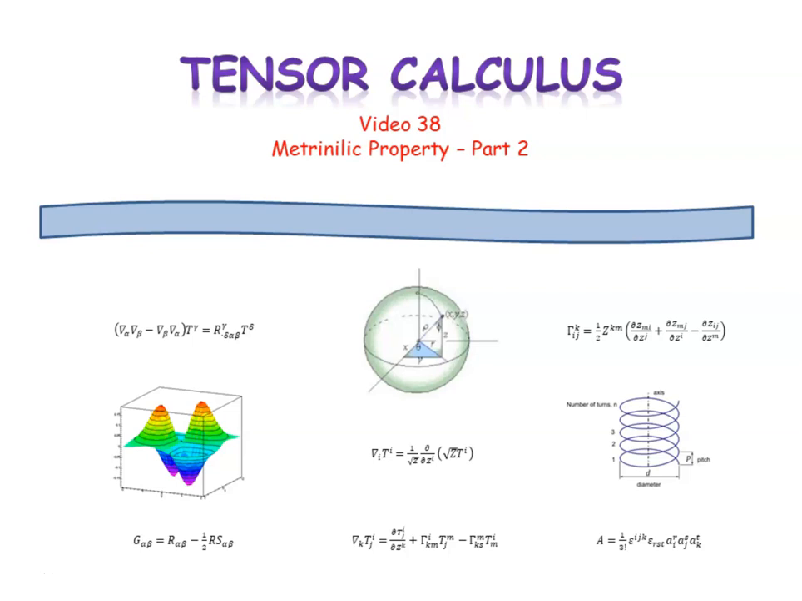In video 38 of Tensor Calculus, we pick up where we left off last time and complete the discussion of the Metrinilic property. This time, let's find the covariant derivative of our Kronecker delta function. Now, the Kronecker delta can be replaced by the dot product of our basis vectors. So this would be the same as the covariant derivative of zi, the contravariant basis vector, dotted with zj, the covariant basis vector. So this dot product is the same as our Kronecker delta.